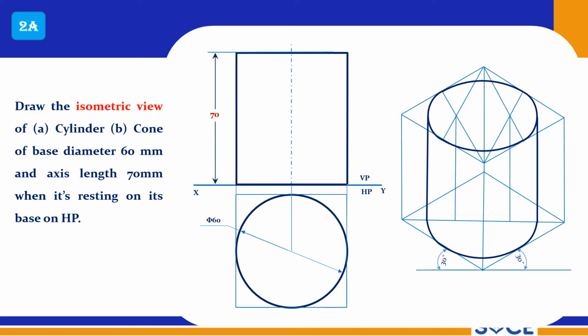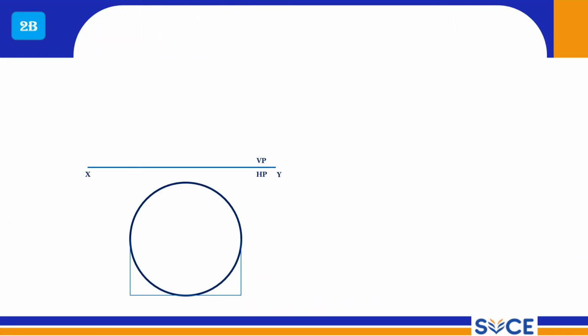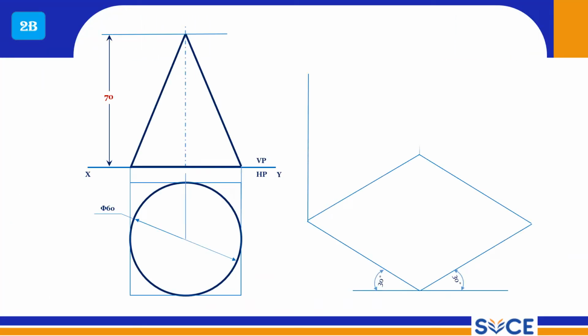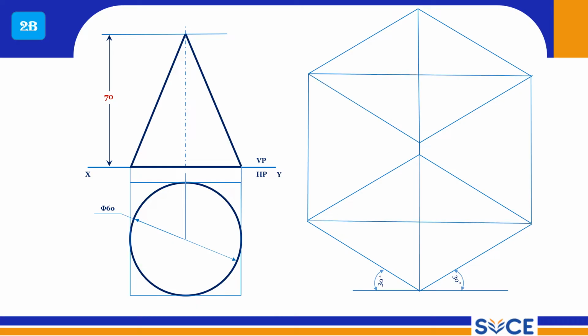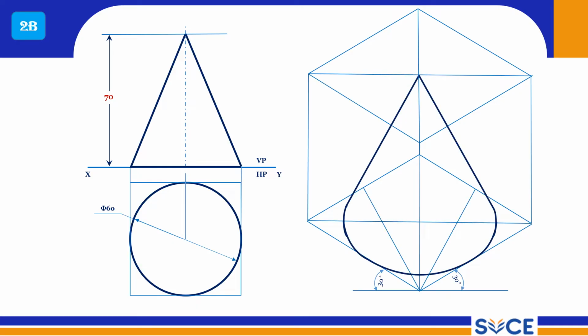Same way you can complete the cone. This is the cone, right? So only the apex should be drawn, and the center point, right? Center point. Or you can measure the center height, and you can mark this apex also. That way also you can do this, and this is known as the box method. It is the box method.